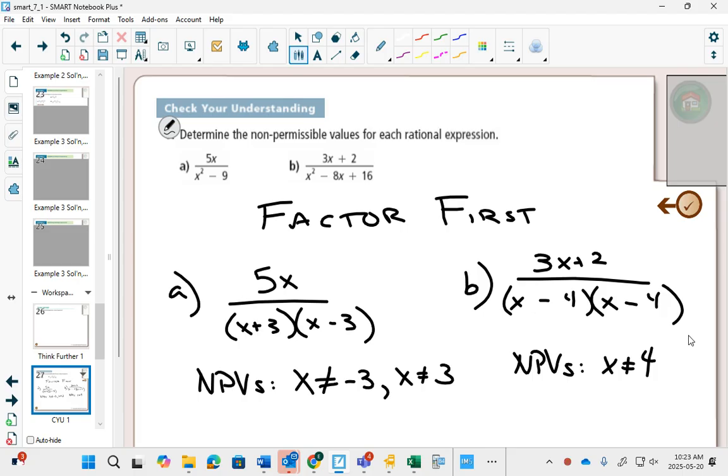All right, circle questions 4, 5, and 8.